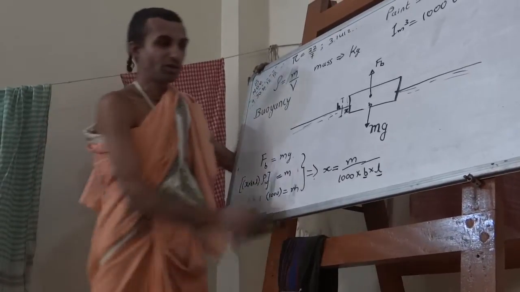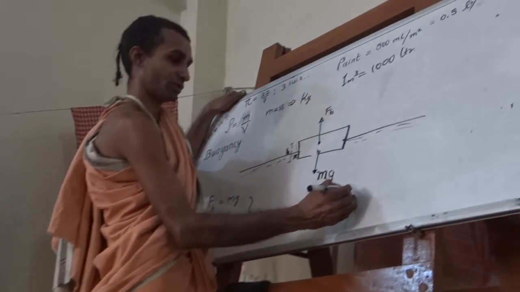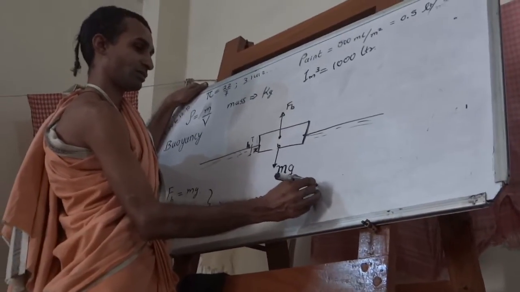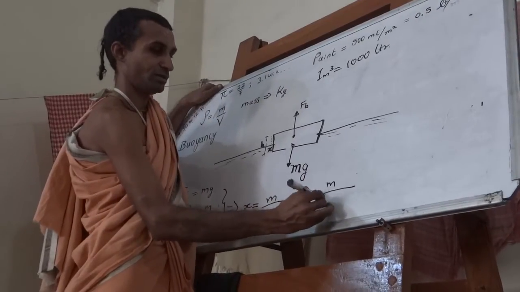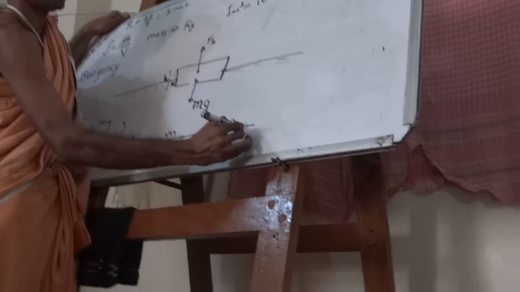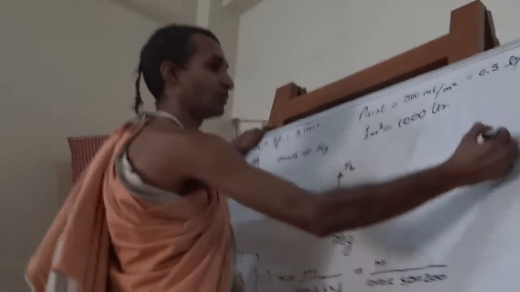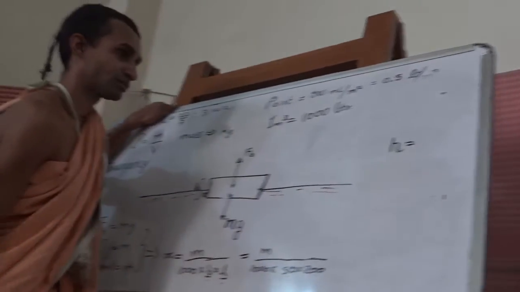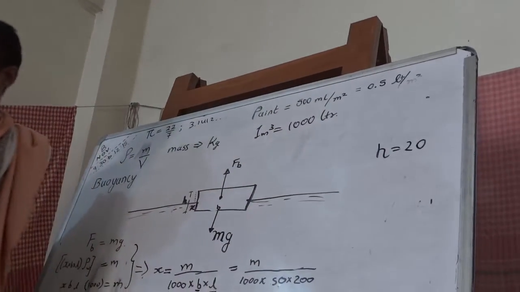Volume: you already know B, you already know L, and H. Let's compute the mass M that you can load. This is 1000, and say B is 50 meters, and L is say 200 meters. Now you have height H equal to say 20 meters.